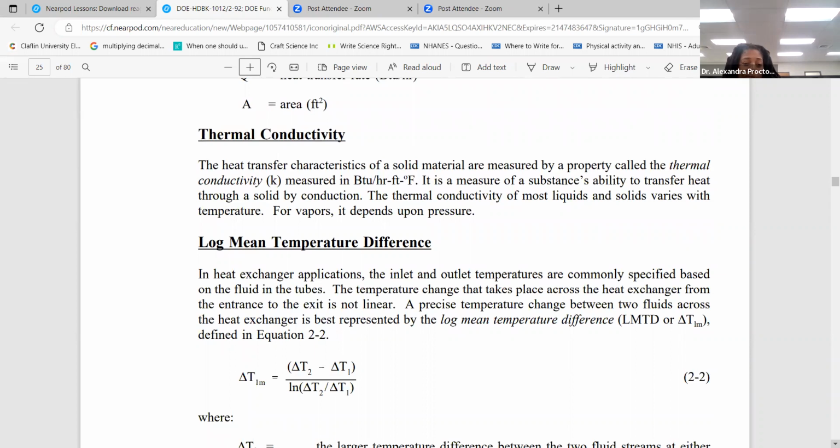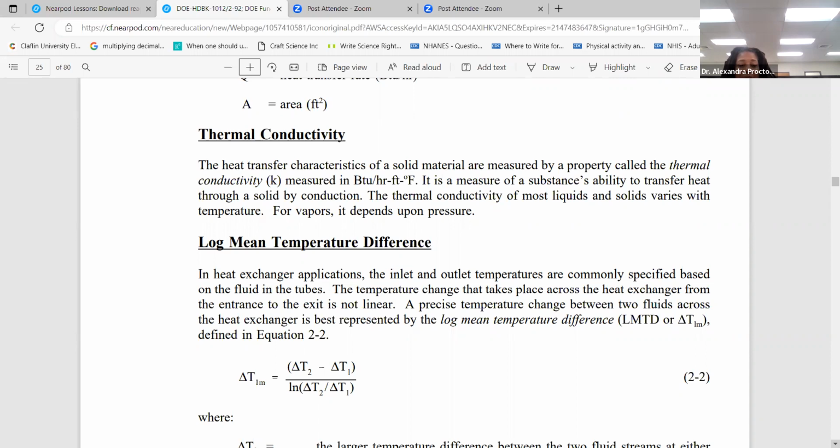Thermal conductivity: the heat transfer characteristics of a solid are measured by a property called thermal conductivity. k is measured in BTU per hour foot degree Fahrenheit, and it's a measure of the substance's ability to transfer heat through a solid by conduction. And the thermal conductivity of most liquids and solids varies with the temperature. For vapors, it depends on the pressure.